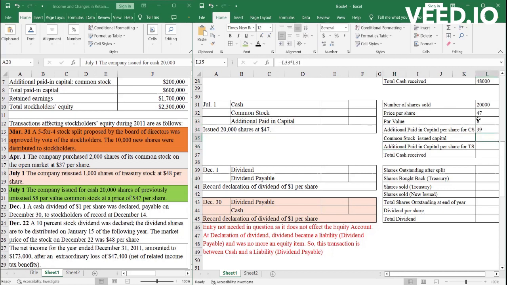So common stock capital issued would be the par value of 8 multiplied by the number of shares sold, which is 20,000. So 8 times 20,000 is 160,000. The additional paid-in capital for the common shares is $39 per share extra that we are receiving times 20,000 shares, which is 780,000. That means the total cash is the sum of these two, which is equal to 940,000. Now we can quickly write the entry. Debit cash, the amount of cash we will get from the sale. The common stock sold at par value is 160,000 and the additional paid-in capital is 780,000.